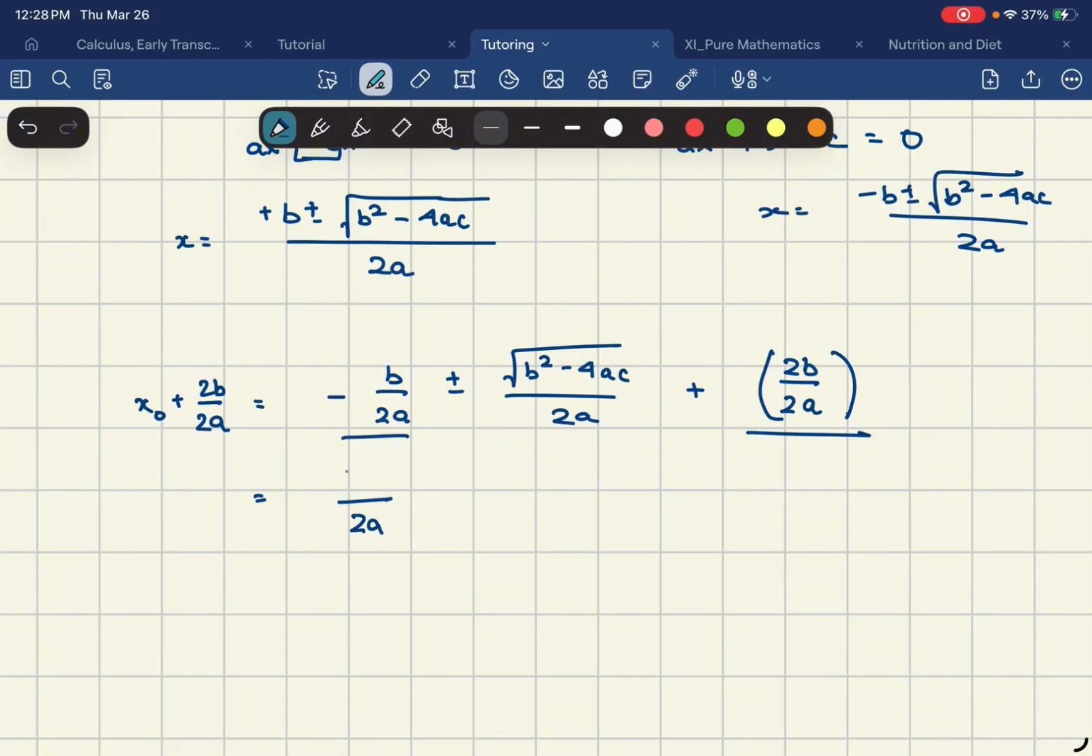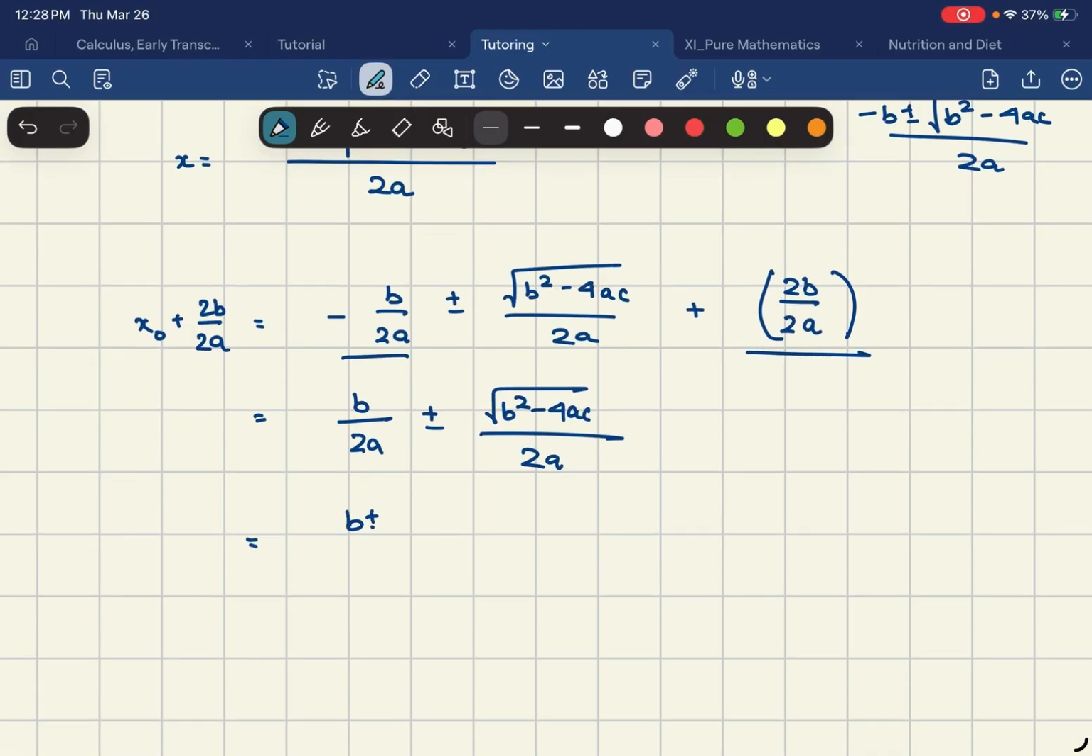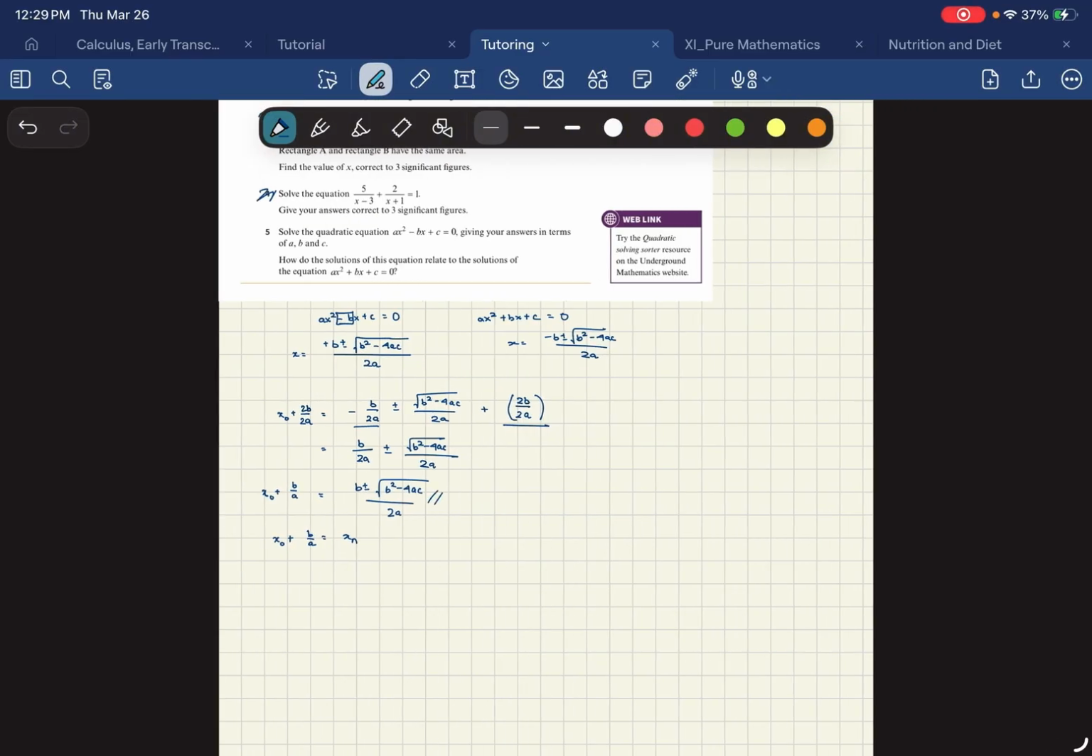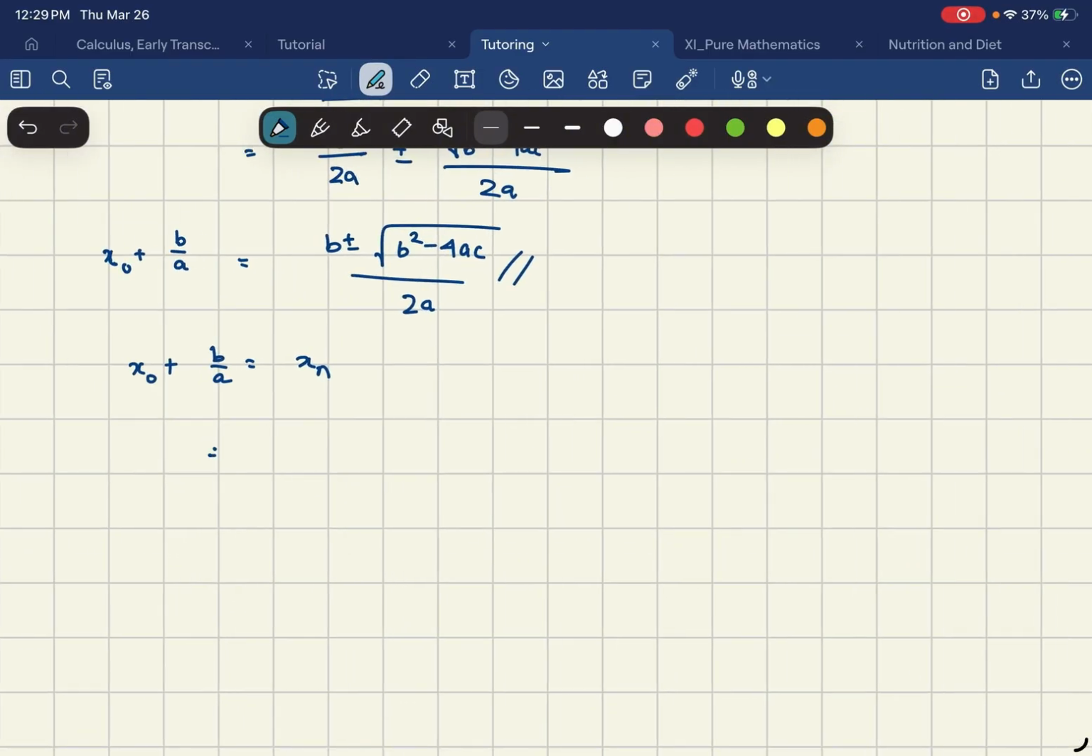And minus b plus 2b is positive b, plus or minus the square root of b squared minus 4ac divided by 2a. So this is b plus or minus the square root of b squared minus 4ac over 2a. So, 2b by 2a is just b over a. So x original plus b over a is my x new roots. b plus or minus this expression is my expression for my new roots. So therefore, the original roots increase by b over a. So that is your answer.